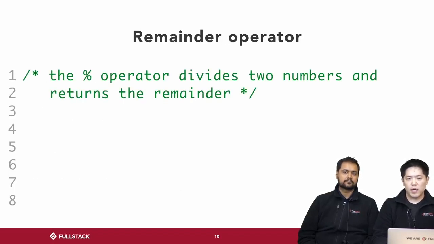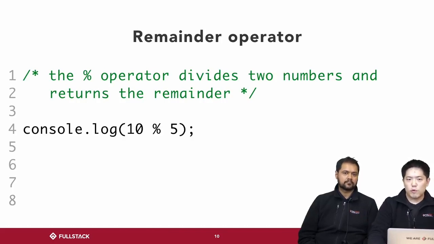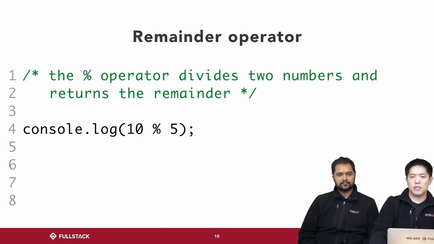Look at this operator, this is called the modulus operator, the percent sign. What it does is divide the two numbers around it and return the remainder. So for example here, what would you expect if we do 10 modulus 5? I would expect 0, because 10 divided by 5 is 2, and there's no remainder. And so we get 0.